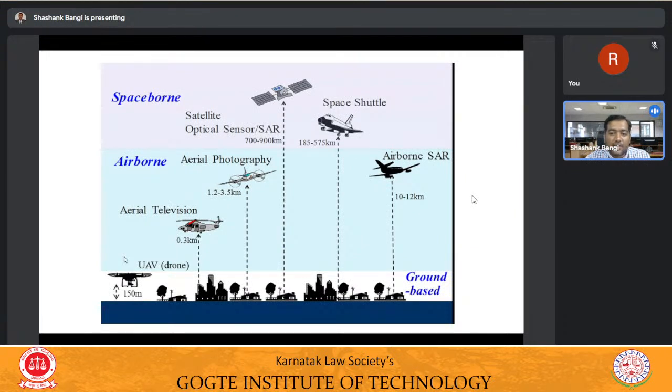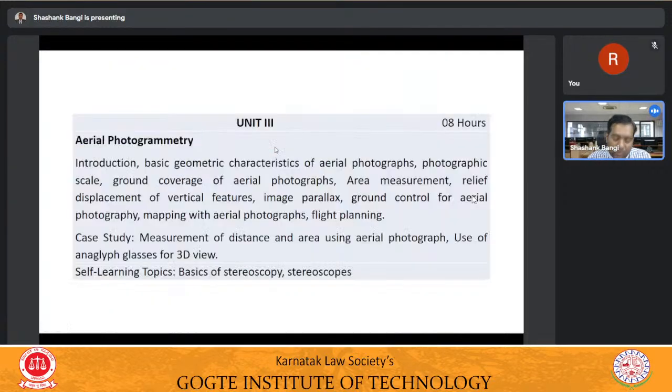And here you can see the different kinds of platforms which are available for remote sensing: the ground based, aerial based, and spaceborne. Each and every platform requires different kinds of sensors which can capture the data without any intervention of the atmosphere. So based on the platforms, we need to decide the sensors and their specifications. You are going to learn about the sensors and specifications in unit 3. Sorry, unit 2. And coming to unit 3, unit 3 will be dealing with aerial photogrammetry.